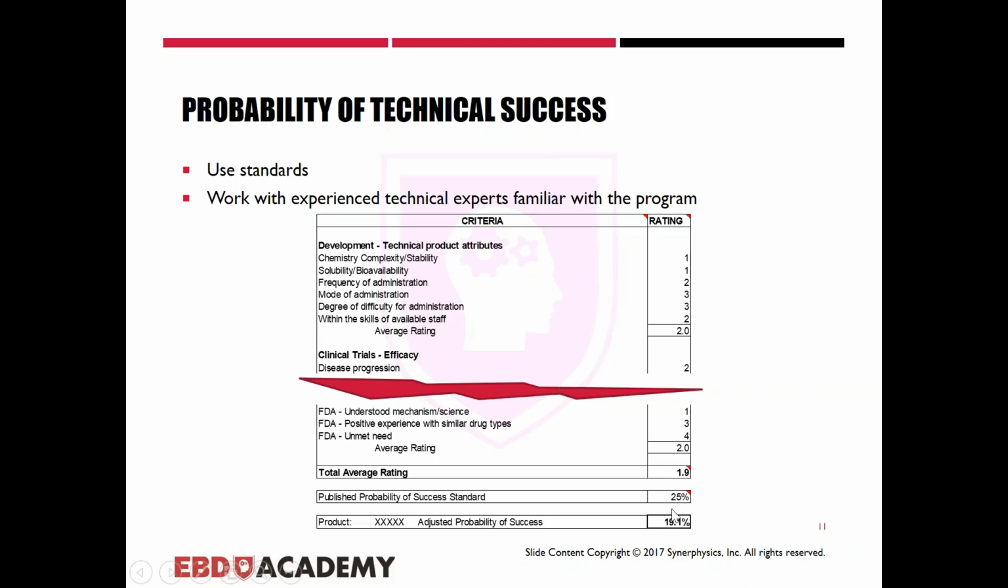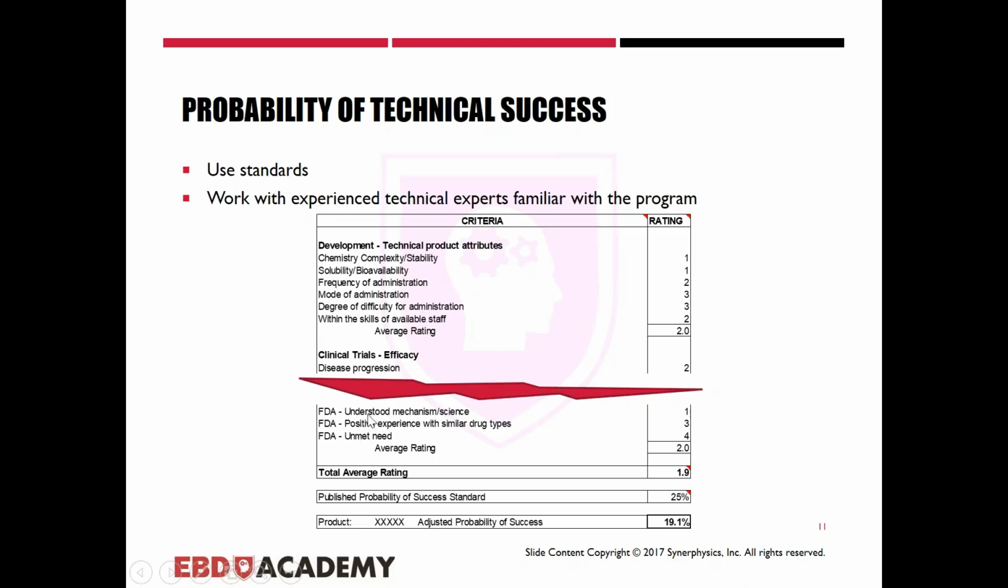I believe this was a phase 1 compound in a particular therapeutic area. The average was 25% probability of success. So we knew our product wasn't average. I go through a list of questions that I'll ask the technical folks. How easy or how hard is this going to be to develop? And then they rate it on a scale of 1 to 4. So here there's a rating on a variety of factors.